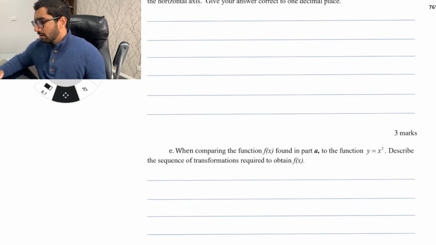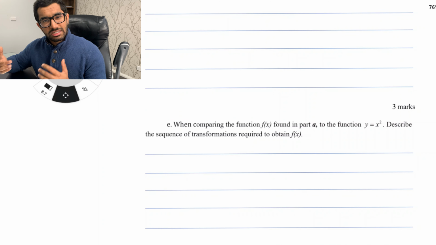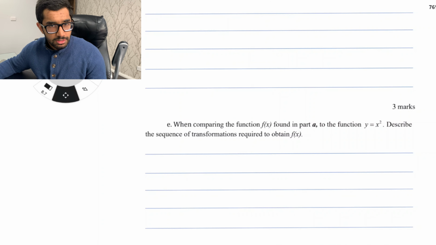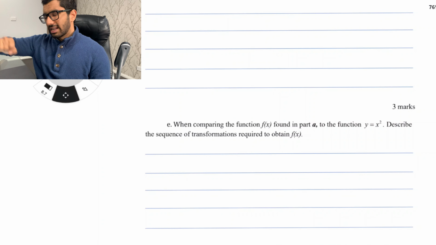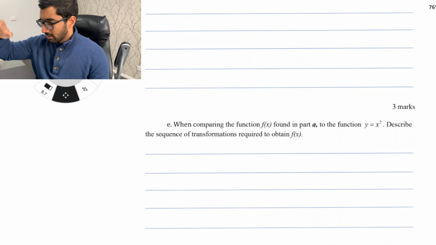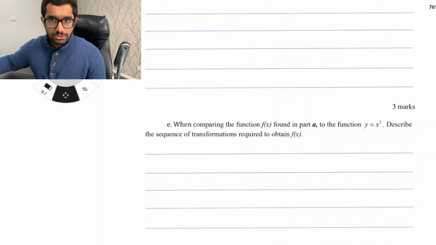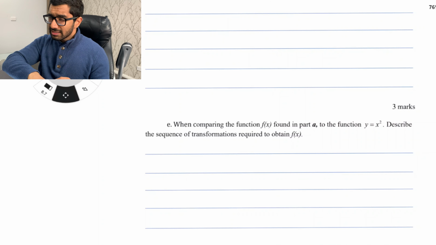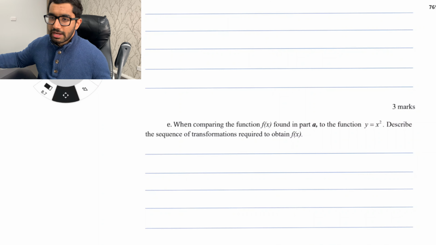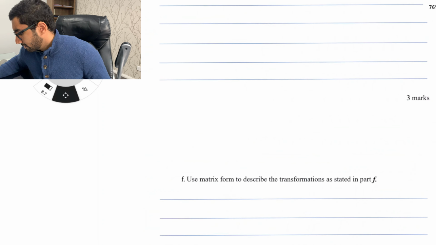And then after that, of course, the turning point of y equals x squared itself is (0, 0). So I could just translate it so that the turning point becomes whatever the turning point was that we found earlier. Okay, so basically just dilate and reflect, and then translate so that the turning points match up. Those are the steps in my head.